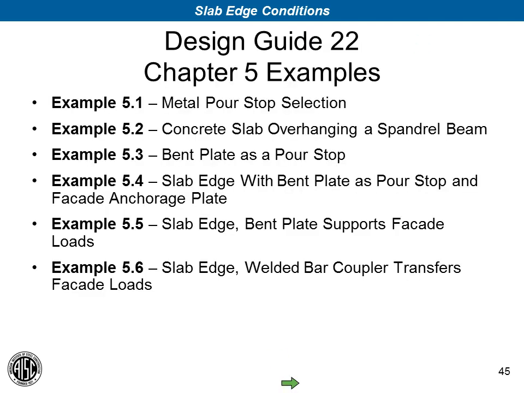There are a number of examples in Design Guide 22. We're not going to have time to dig through all of them today, but I am going to focus on example 5.6, which is the design of a bent plate slab edge with a welded bar coupler that transfers the facade loads. So let's dig into that.